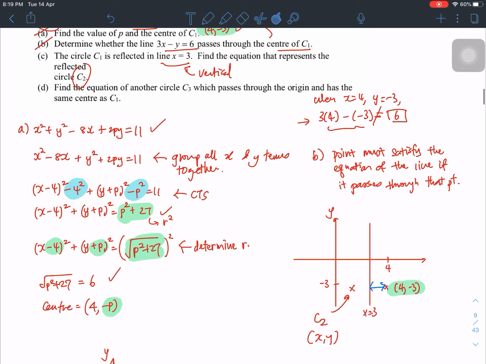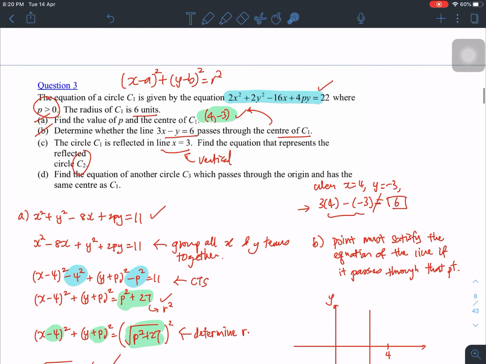The next question is, when you do a reflection, will the size of the circle change? If the size of the circle does not change, what can you say about its radius? Will the length of the radius remain the same? If you know the answer to my question, you should be able to find this equation. Of course you can write it in this general form over here. So the equation of C2 should be looking something like that.